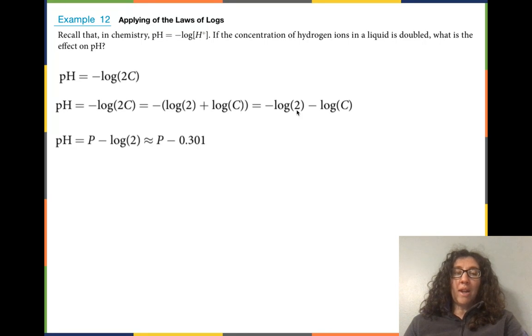So minus log of 2. Our original pH would be minus log of C, right? If that was our original concentration, that would be our original pH. Let's call that P. So our new pH is going to be P minus log of 2. We put that in our calculator, and we get that value. So, doubling the hydrogen concentration decreases our pH by 0.3.